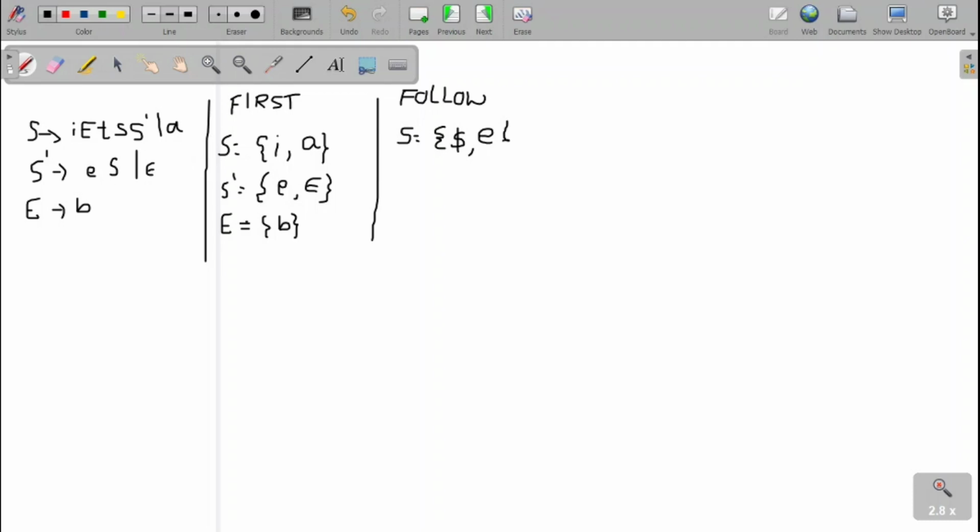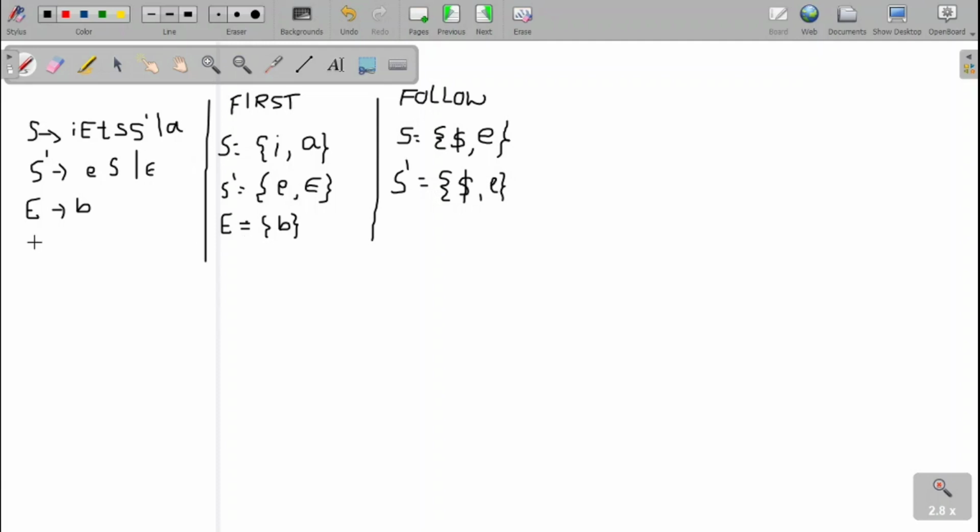Then the follow of S dash. Search S dash on the right side. If I search S dash on the right side here, whatever is the follow of S, that will be in the follow of S dash. That is your dollar and the E.